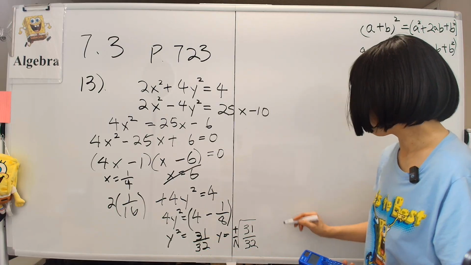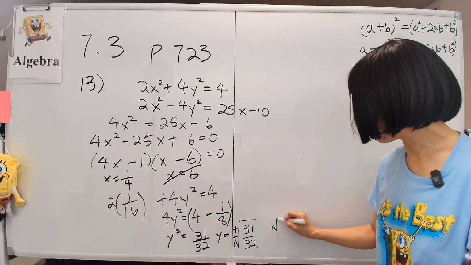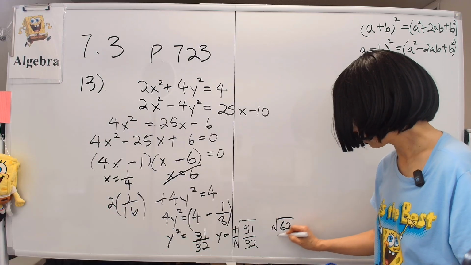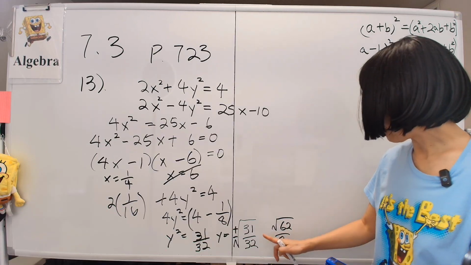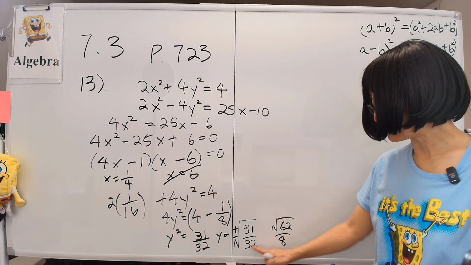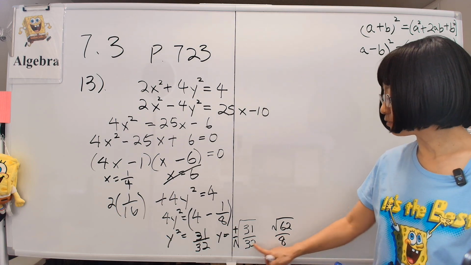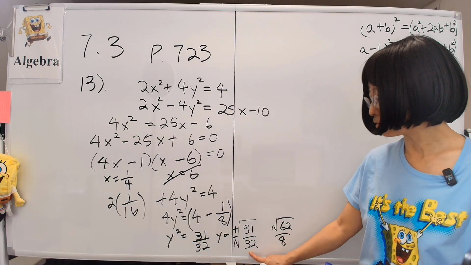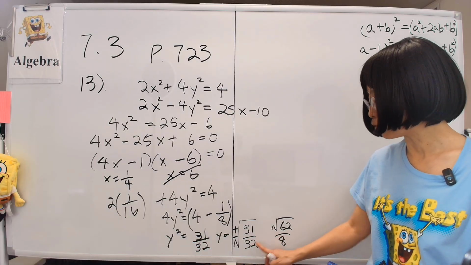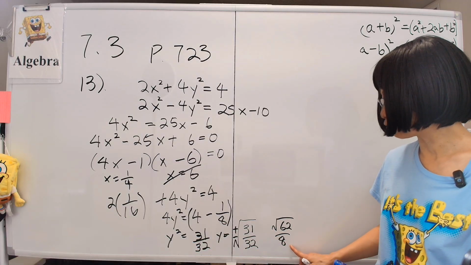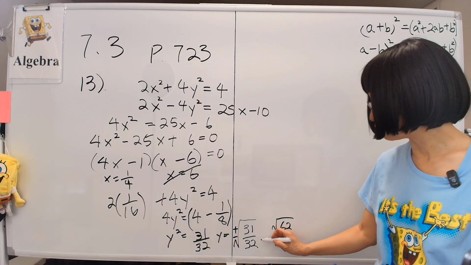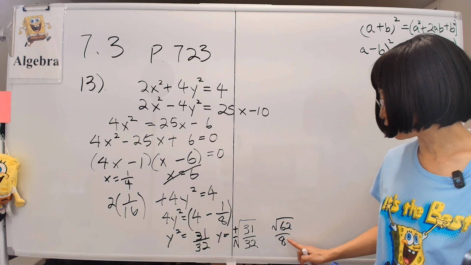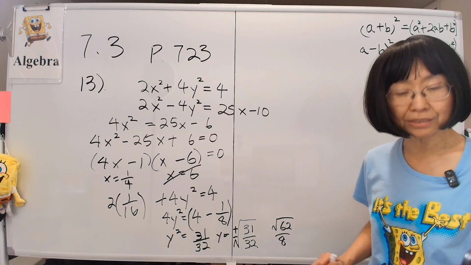The book calls it the square root of 62 over 8. Now, I will have you figure out why these two are the same thing. If you have trouble with that, please go over the radicals section, how to do radicals, in chapter 1. But this is the same as this one, because if you multiply by 2 both sides, it becomes 62 over the square root of 64, which is 8.